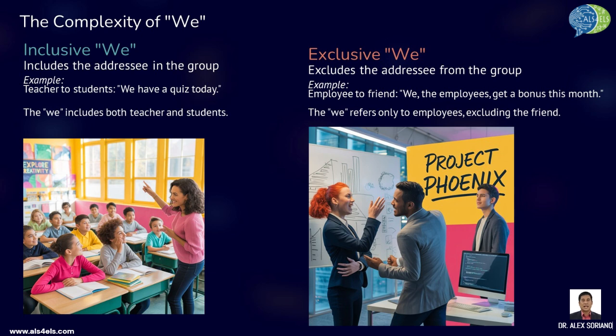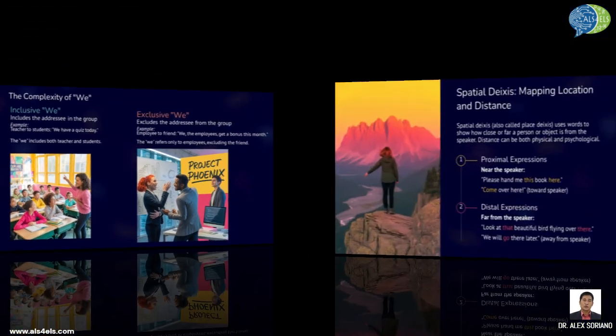The pronoun we can be tricky because it has 2 different uses. Inclusive we: this includes the person or people you are talking to. For example, if I, your teacher, say, "we have a quiz today," that we includes both me and you, the students. Exclusive we: this excludes the person you are talking to. For example, if an employee says to a friend, "we, the employees, get a bonus this month," the we only refers to the employees and not the friend. The friend is excluded from the group.